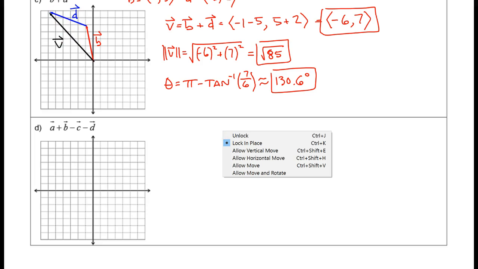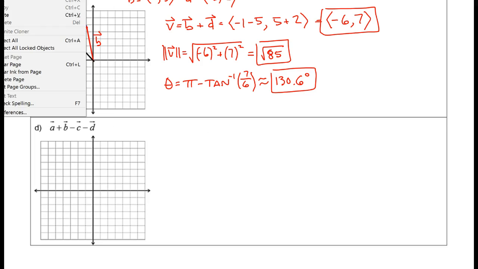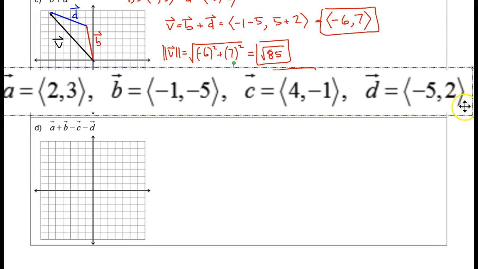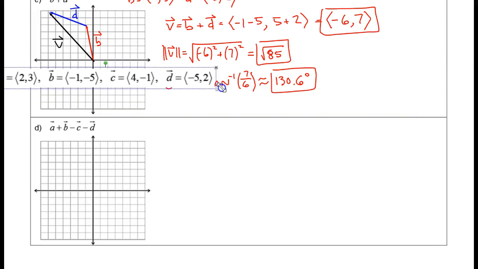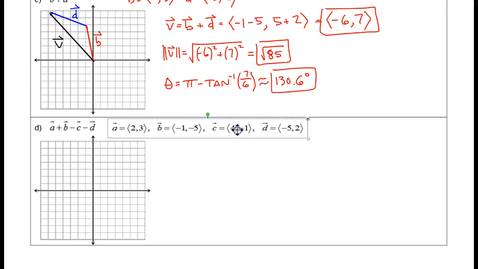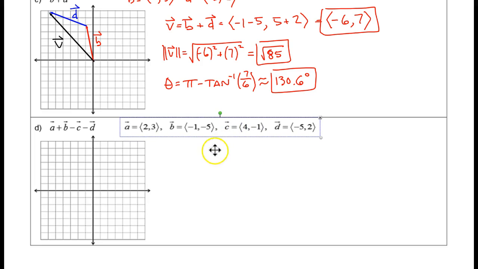I'm going to go ahead and copy down those vector values again so that we don't have to keep scrolling back up to the top, but there they are. So I'm going to start by graphing vector A first. So vector A has a horizontal component of 2 and a vertical component of 3.